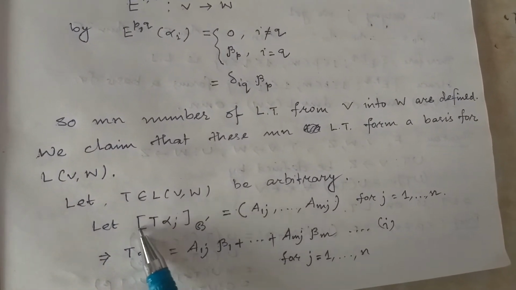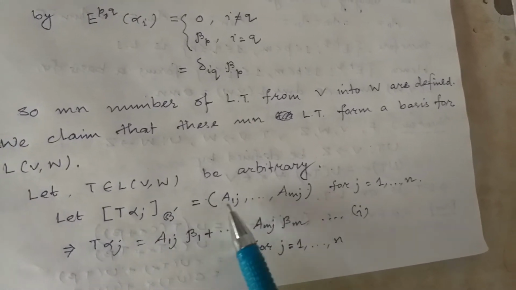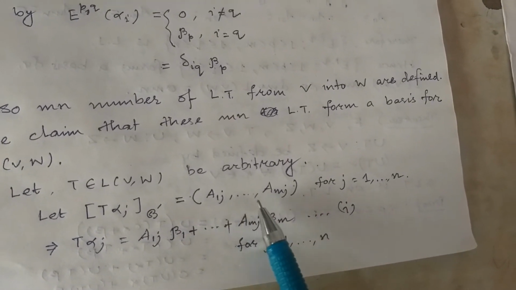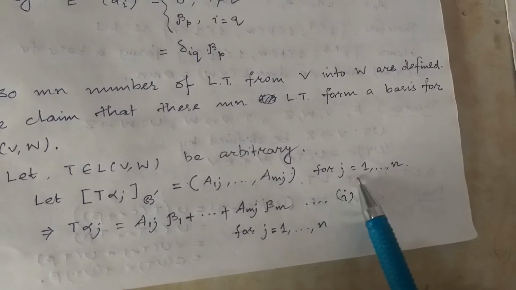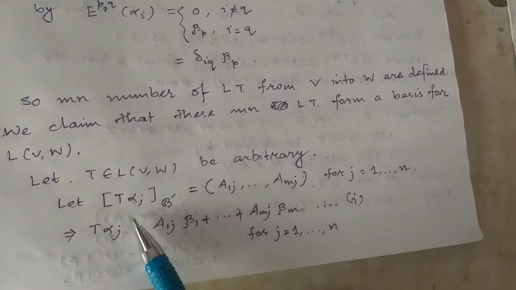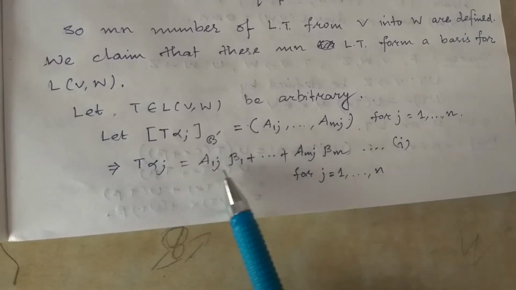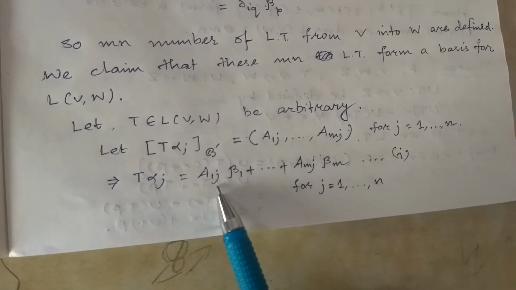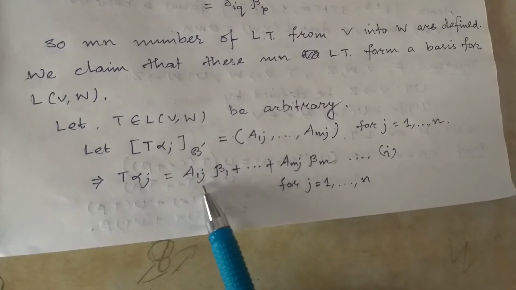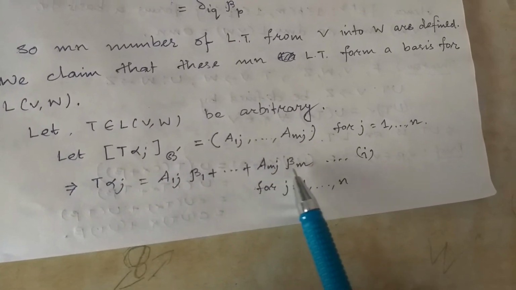So the coordinates of this element with respect to B dash, we let these be a1j, ..., amj, where j varies from 1 to n. Therefore definitely this element can be represented as a linear combination of the basis elements of B dash: a1j beta 1 plus ... plus amj beta m, for j equal to 1 to n.